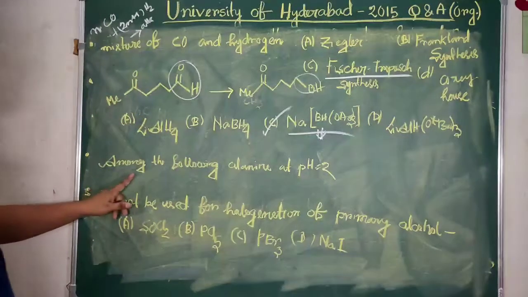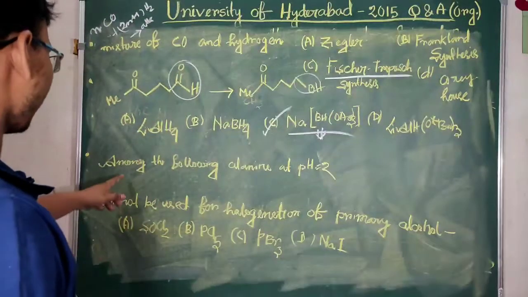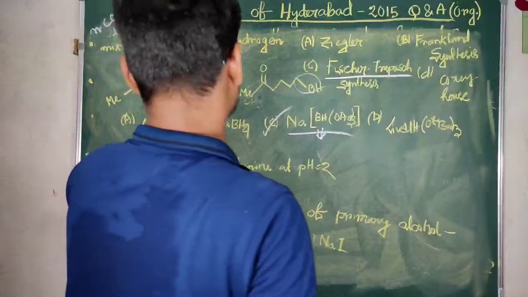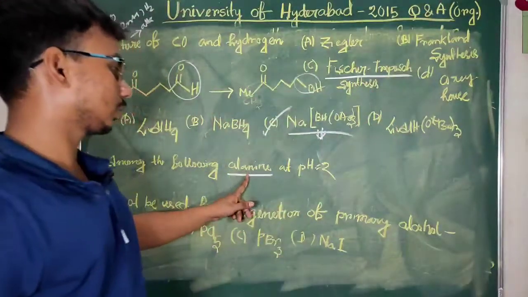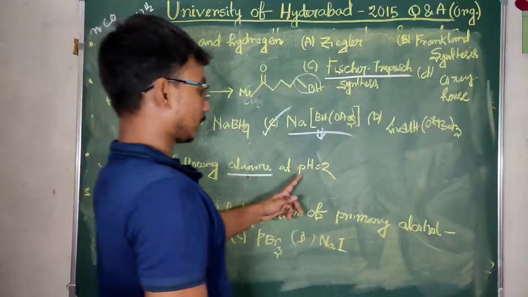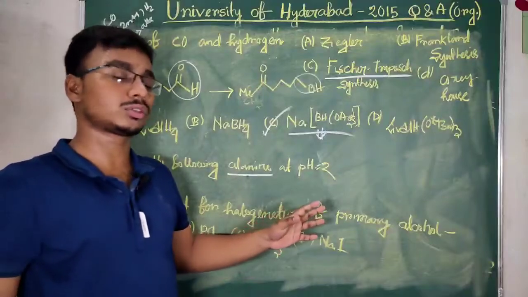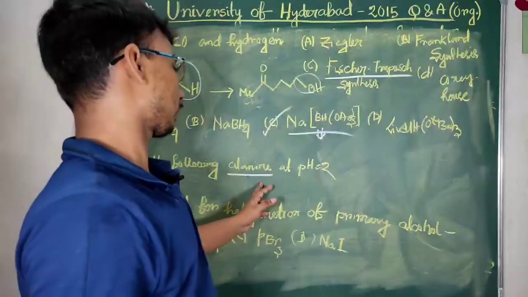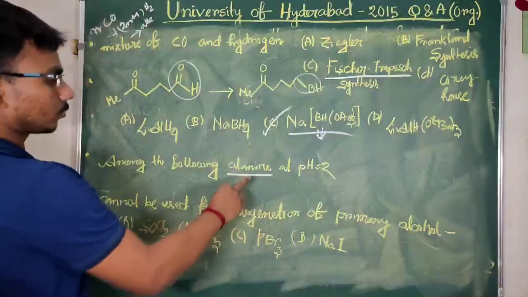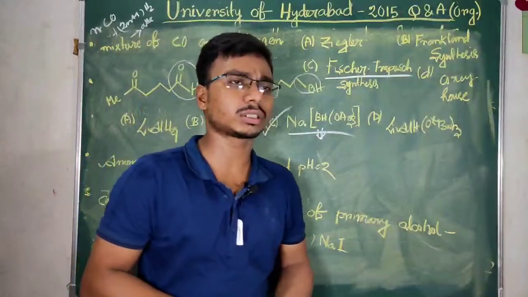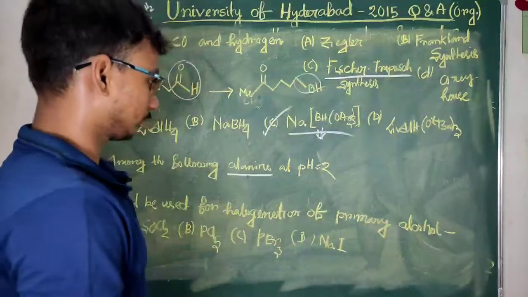The next question is, among the following, alanine. So the compound is given, alanine. We have to predict or draw the structure of alanine at pH equal to 2. So we know that alanine is a neutral compound. Its pI is around 7.